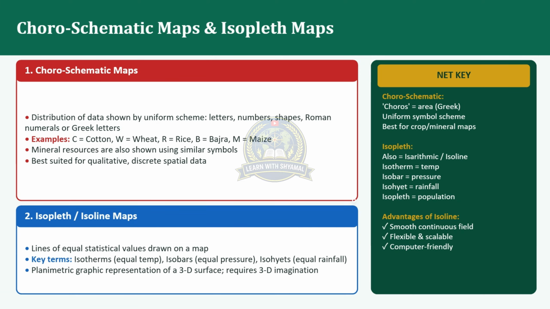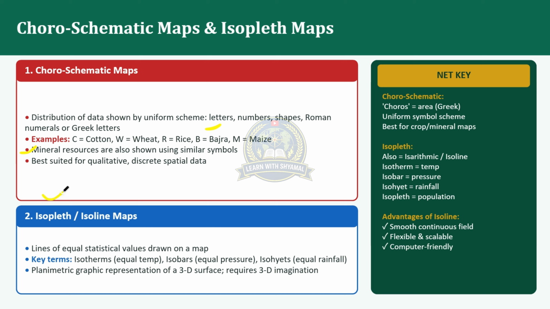Then chorochromatic maps and isoplet maps. Chorochromatic maps: distribution of data shown by a uniform scheme. Letters, numbers, shapes, Roman numbers or Greek letters. Example: C for cotton, W for wheat, R for rice, B for bajra, M for maize. Mineral resources are also shown using similar symbols, best suited for qualitative, discrete spatial data.